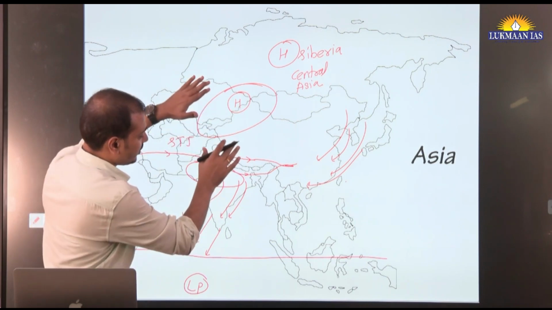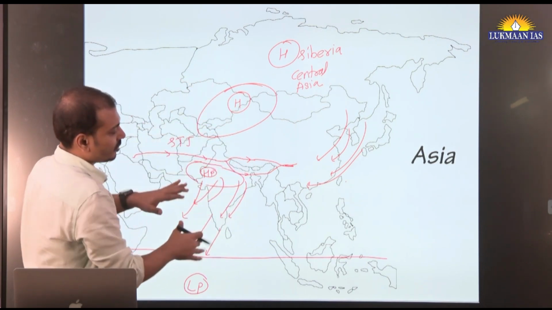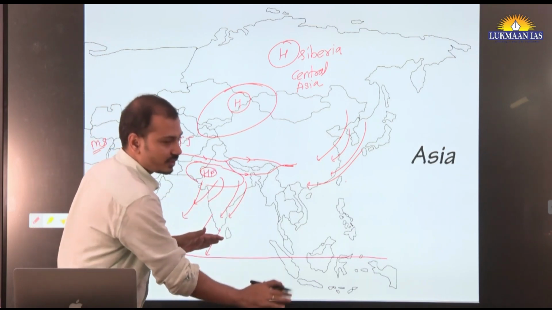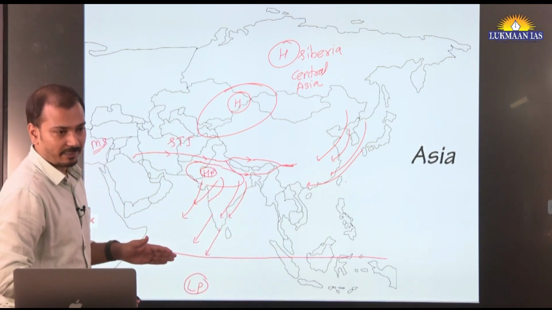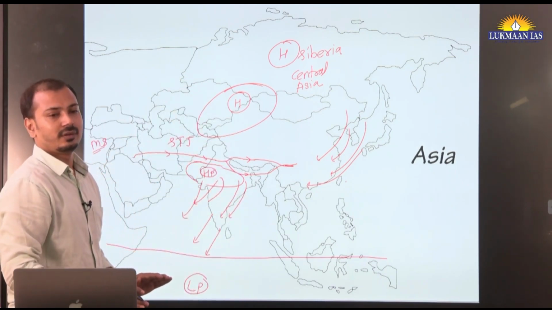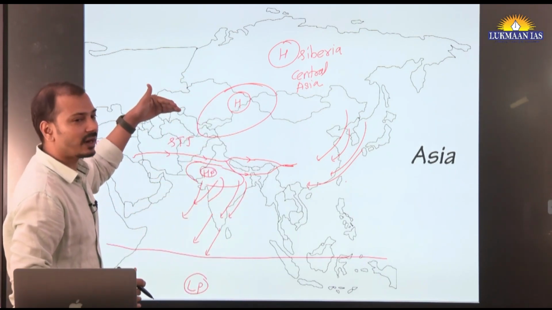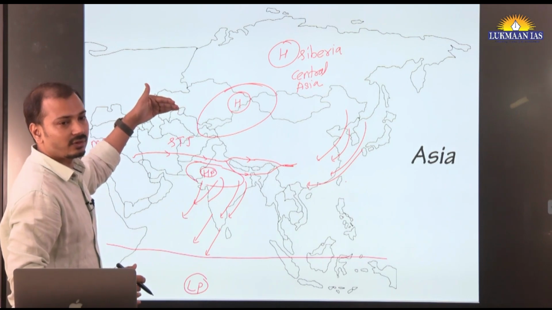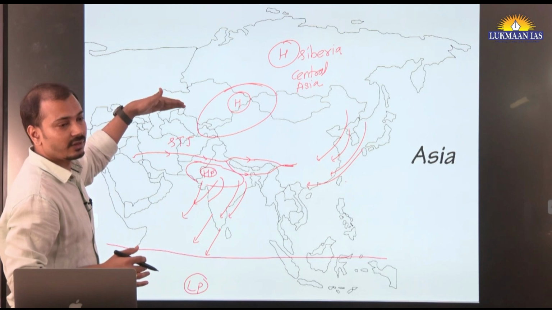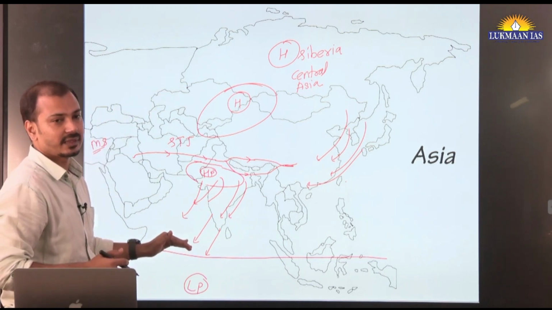Yes, basically the pressure belts are formed because of insolation. As there is apparent movement of sun to the southern hemisphere, Tropic of Capricorn, all the pressure belts are shifting southward. So जो पहले subpolar low pressure belt 60 to 65 था normally, तो वो भी shift हो गया नीचे, right?